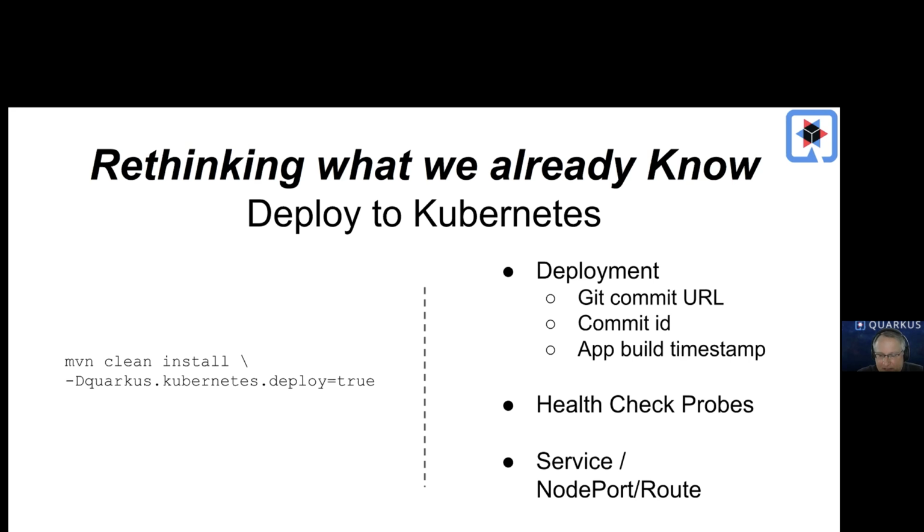And it adds some nice developer candy, I'll call it. And I apologize if you hear dogs barking. We create Kubernetes annotations for the git commit URL, so you know where the application is hosted, the commit ID, so you know exactly which version is running, and a build timestamp. We generate the health check probes, I think I mentioned that, and the services.